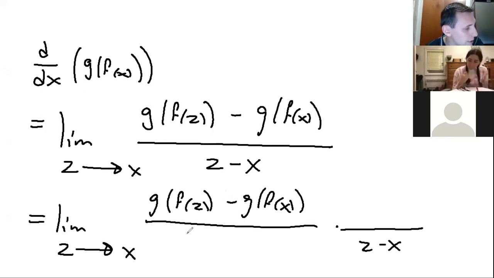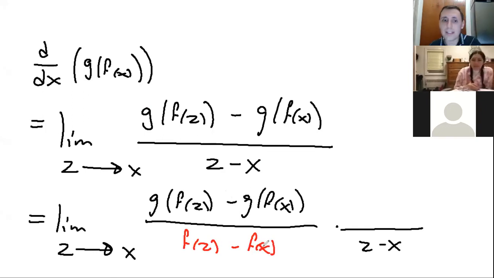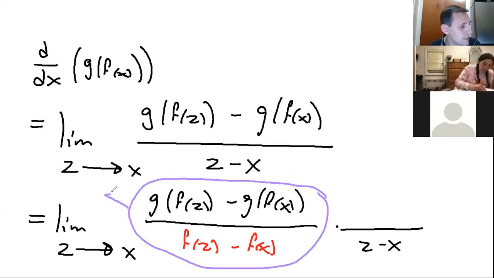Clearly, I want to see f of z minus f of x. What is the something? This is the something. What is the else? It's this, you see? So what do you see when I write f of z minus f of x here? I simply see the derivative of the outer function evaluated at f of x. You see that it's just the derivative at this point, at the else. It's the derivative of this function at else.